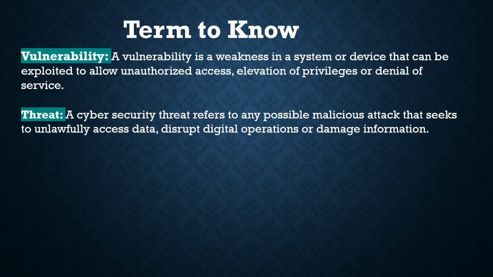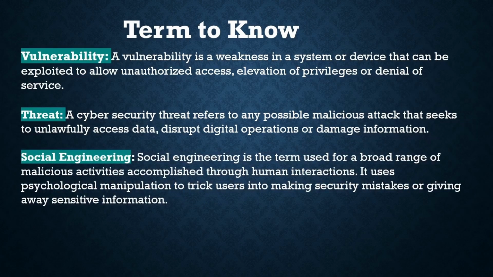Let's see the second term, that is threat. A cybersecurity threat refers to any possible malicious attack that seeks to unlawfully access data, disrupt digital operations, or damage information. Next is social engineering. Social engineering is the term used for a broad range of malicious activities accomplished through human interaction. It uses psychological manipulation to trick users into making security mistakes or giving away sensitive information. So basically, it's a mechanism of human and human interaction. The attacker just manipulates the victim's thoughts and accomplishes their task.